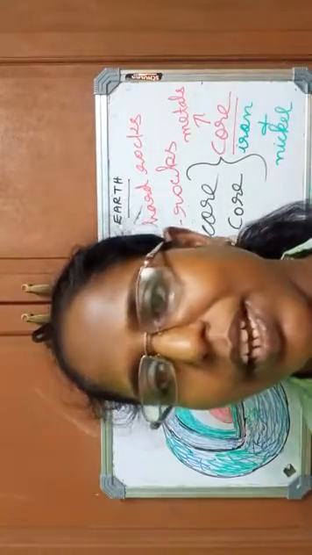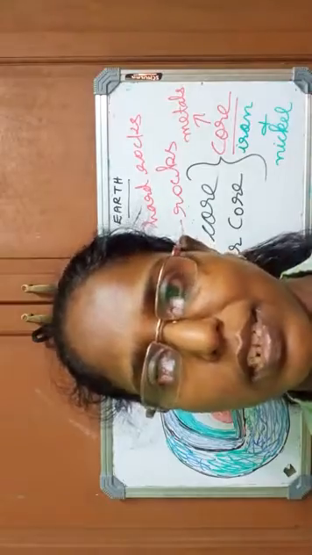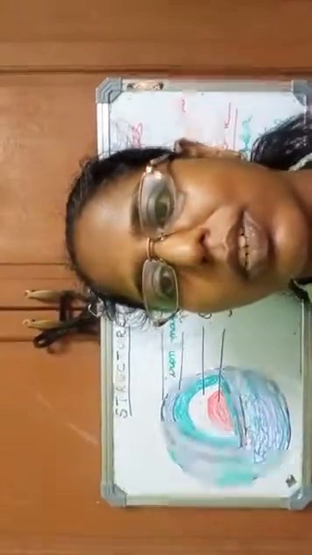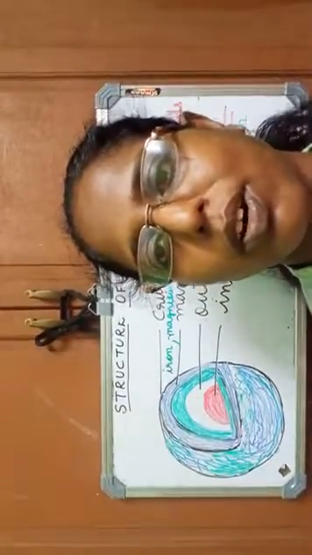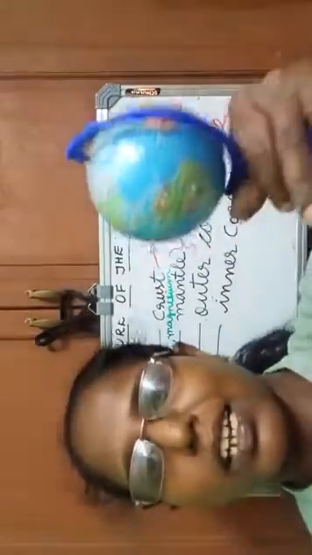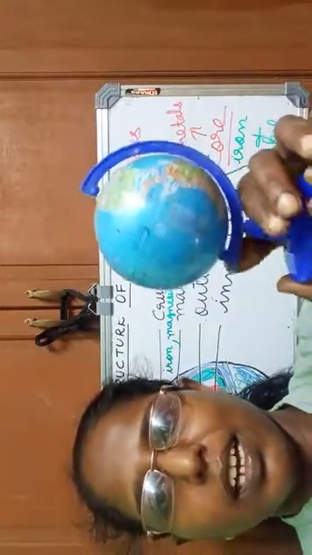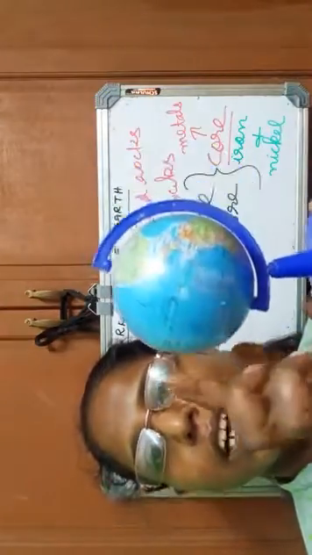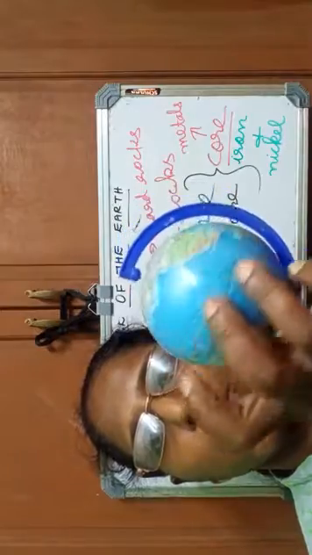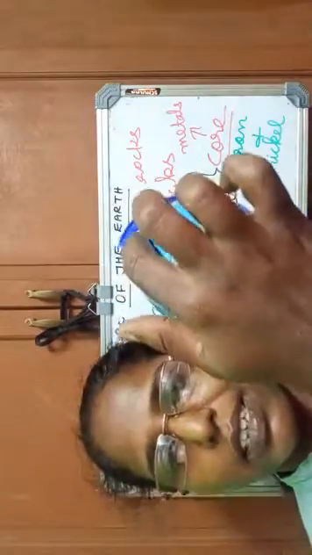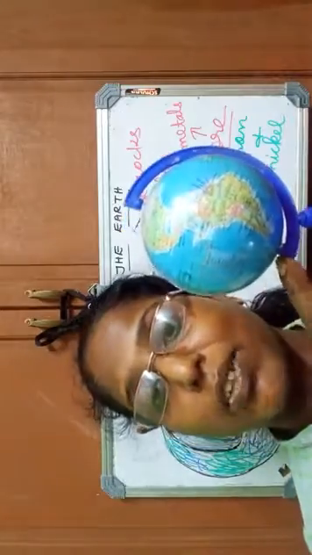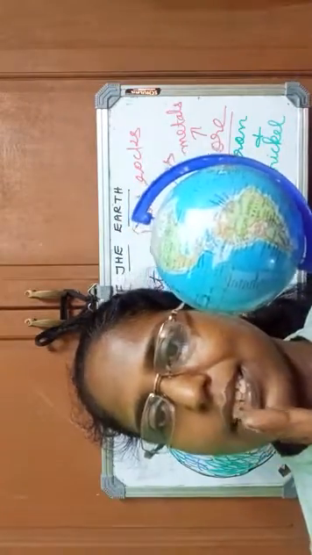Hello children, in your lower classes you learned the small model of earth is called what? Globe. The small model of earth is called the globe. This is a globe and see here, this globe is moving on an imaginary axis. This is the imaginary axis. Actually there is no axis.